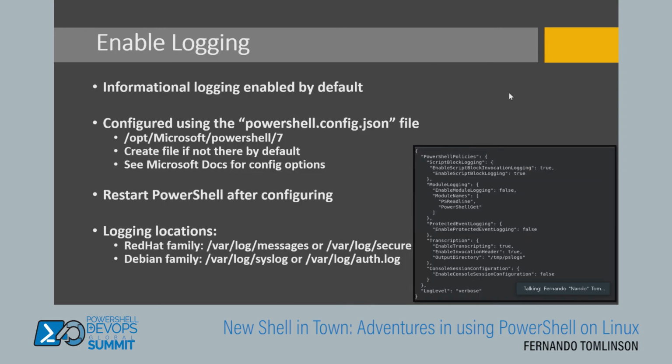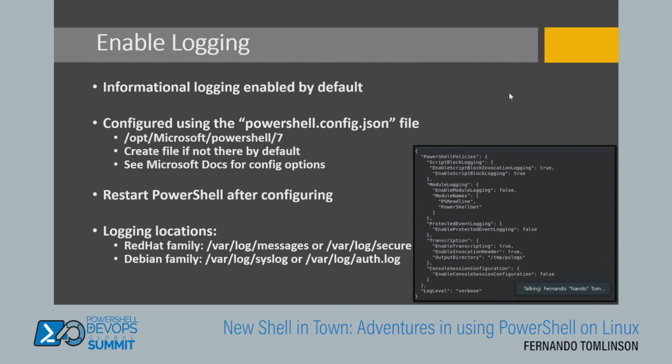Now, on the plus side, there is logging available within PowerShell Core on Linux. Informationally, it is enabled by default, but if you want to get a little bit more verbose than that, there's a PowerShell.config.json file, and I post a location there. We would need to create the file if it doesn't already exist, and then we can certainly arrange it in such a way that we get much more verbose data from it.